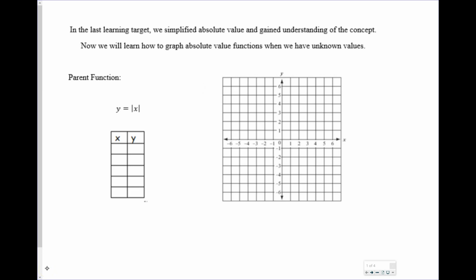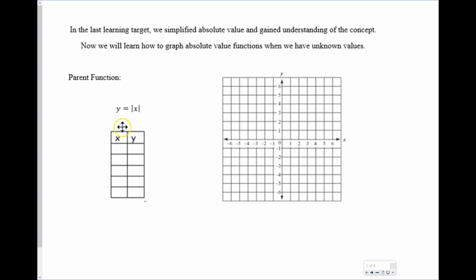In the last learning target, we simplified absolute value expressions and gained understanding of the concept. Now we're going to learn how to graph absolute value functions when we have unknown values. So in the last learning target, we had just numbers. We were simplifying numbers inside absolute value symbols. Well, just like we can graph lines, we can also graph absolute value functions.